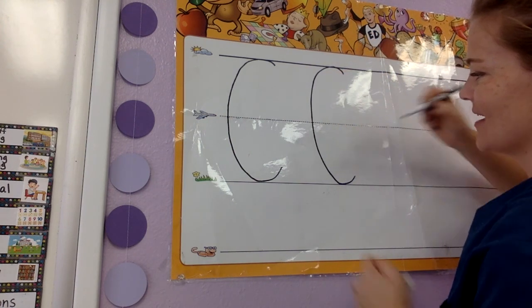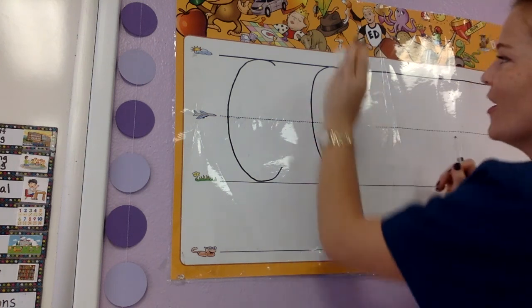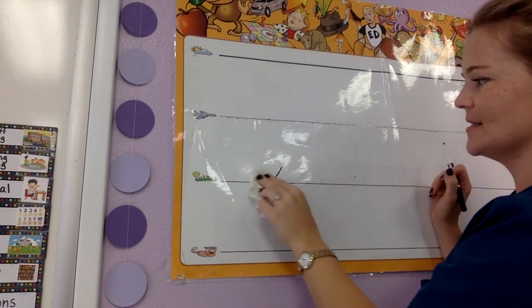Skyline to grass line. And it goes this way, right? The open side. It goes to this side. All right, let's try some lowercase c's. Let's try some little c's now.